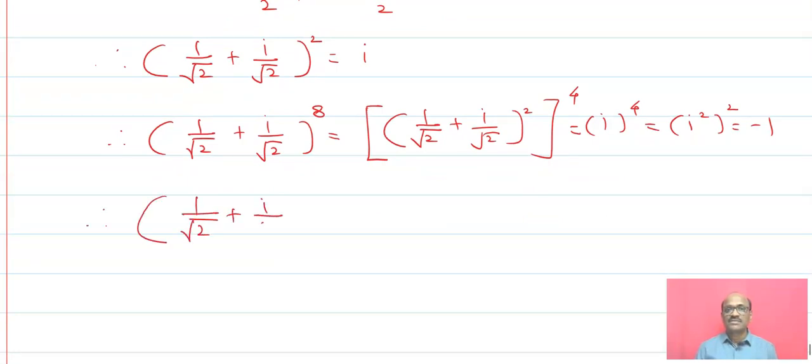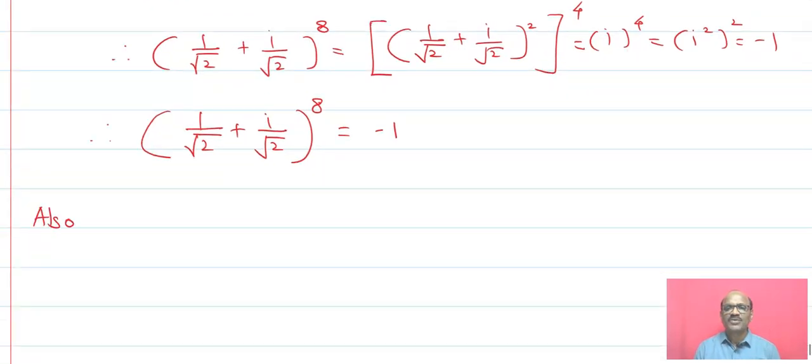Therefore, there must be a plus 1. That is, (1/√2 + i/√2) raised to 8 is equal to plus 1. It must be there. I will change it shortly.